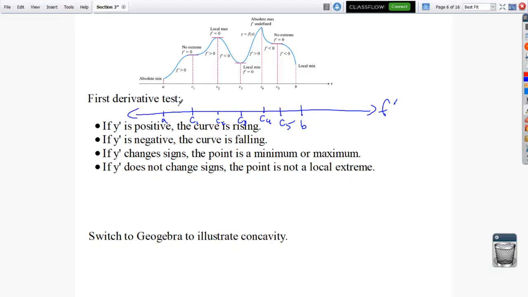Again, I know f prime is greater than 0, positive. F prime greater than 0, positive. F prime less than 0, negative. F prime greater than 0, positive. Less than 0, negative, and negative. And again, I can find out where I have my local maxima and local minima just by looking at this sine chart.